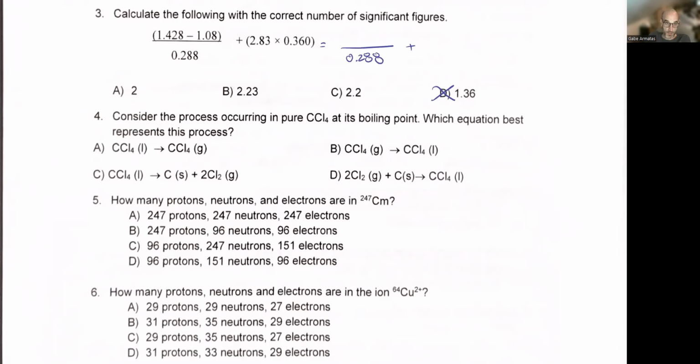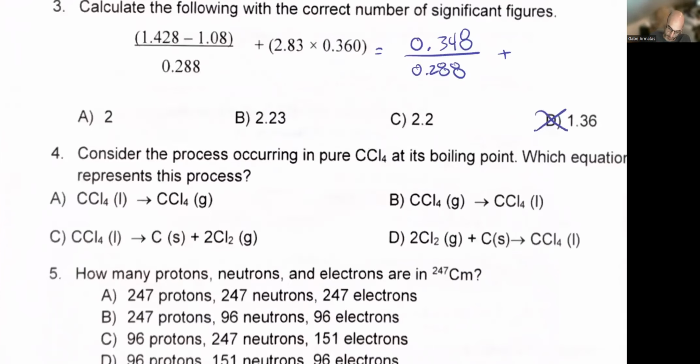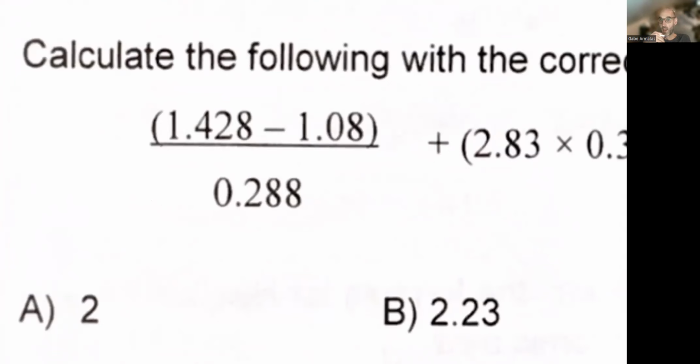So first I'm going to do 1.428 minus 1.08. I probably could have done that... Actually, so 0.348. Okay, that's what I got out of my calculator. But what I really want to do is take a look at this problem and decide where I would round. So the number for this is 0.348. That's the result of this.